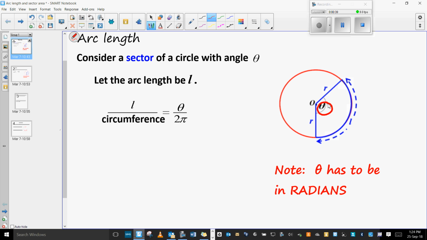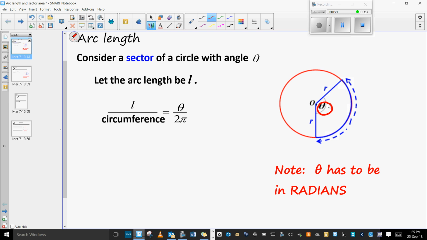Now, we're considering a sector. Do you remember a sector is a piece of pie? So the blue thing is a sector. If we're considering that sector, we can see that it's got radius r, and I'm going to call this arc length here L. If I were to show the ratio of the length L divided by the circumference, so this portion here compared to the whole circumference, it would be the same ratio as theta over 2 pi.